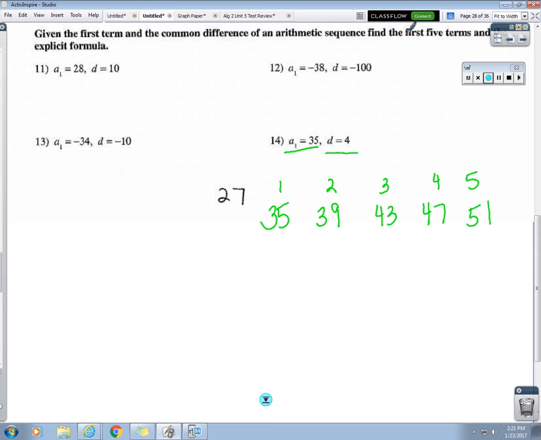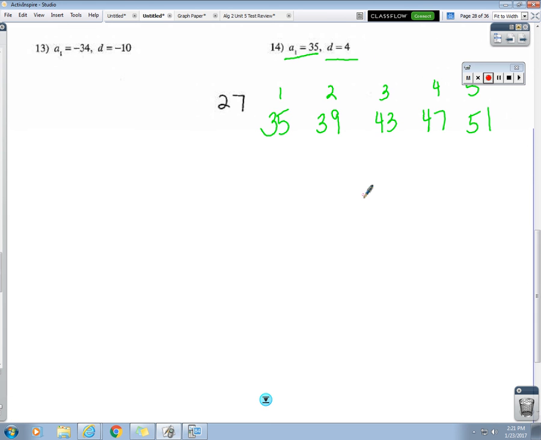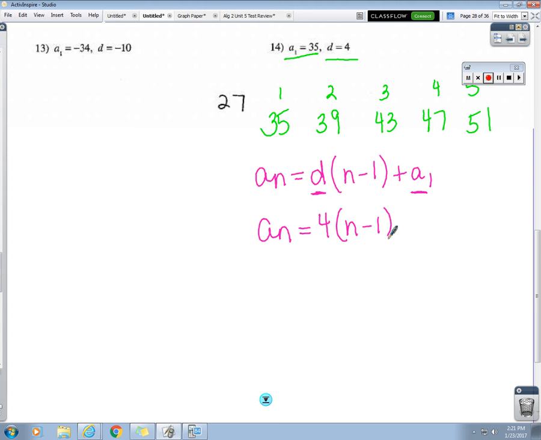But they not only wanted you to find those, they also wanted you to write the explicit formula. Remember, the explicit formula for any arithmetic sequence is a sub n equals d times n minus 1 plus a sub 1. Now, the only two things you have to fill in for are what? The d and the a sub 1. Well, didn't they give you those two things? So you just fill them in. A sub n equals d, which is 4, times n minus 1 plus a sub 1, which is 35.